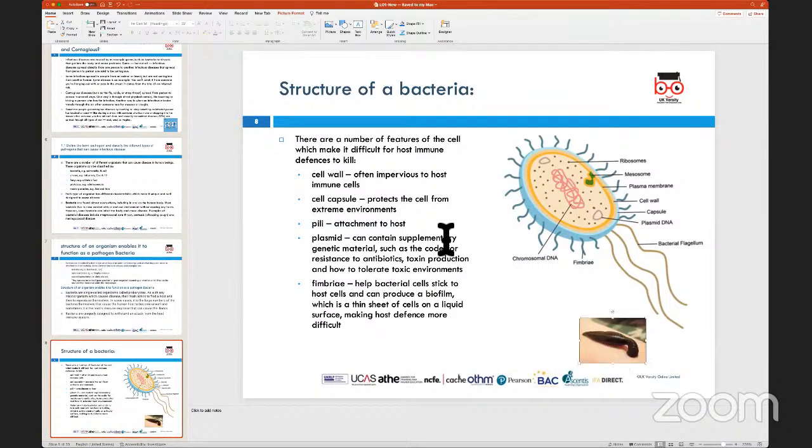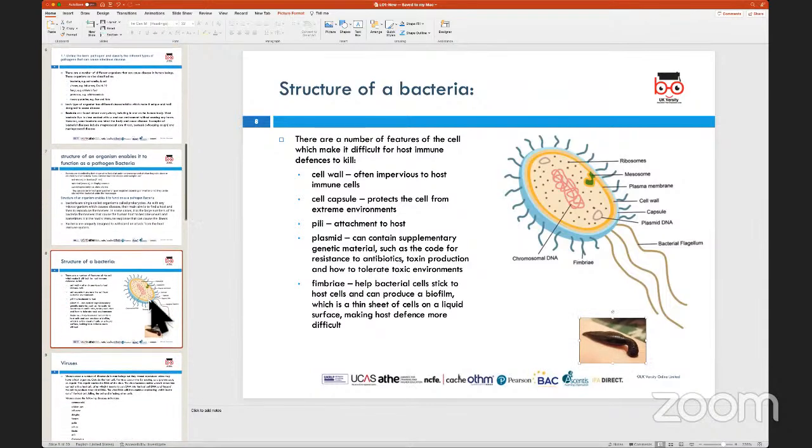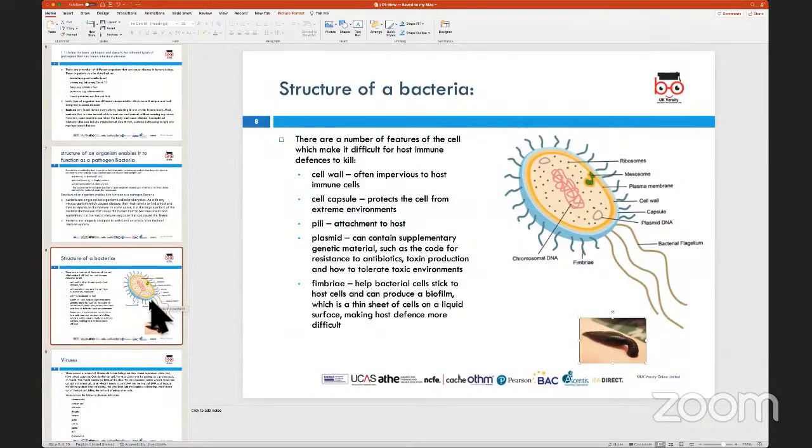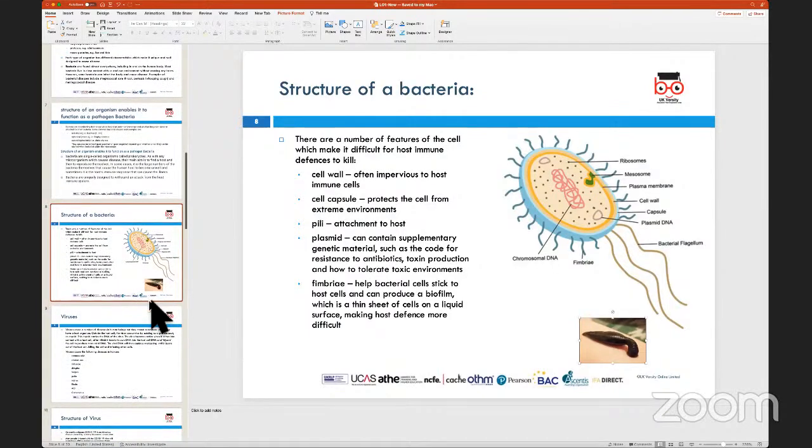Now, the reason why we want to understand the structure of bacteria, or the structure of pathogens such as viruses, protozoa or fungi, is because we want to understand what their structure is and what essentially causes the infection in the human body.